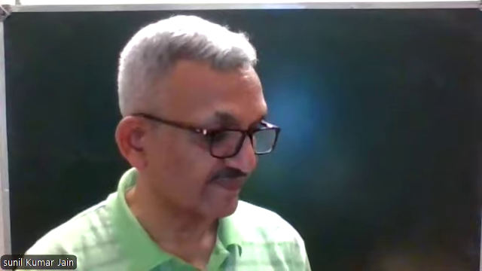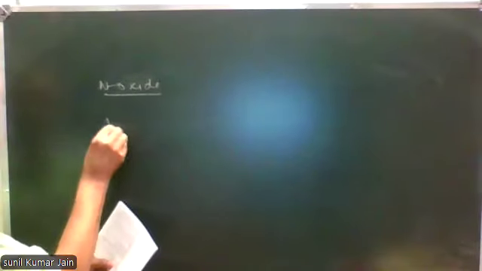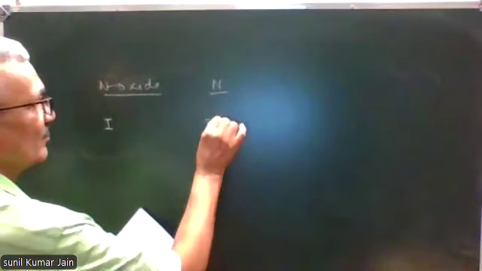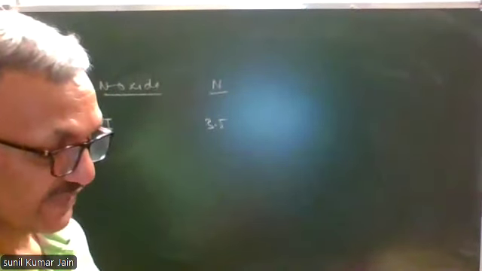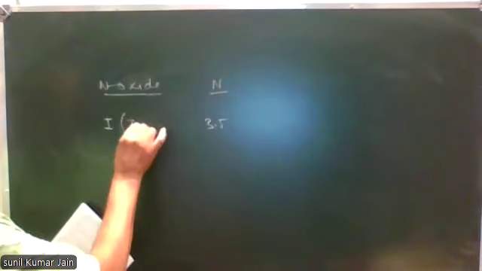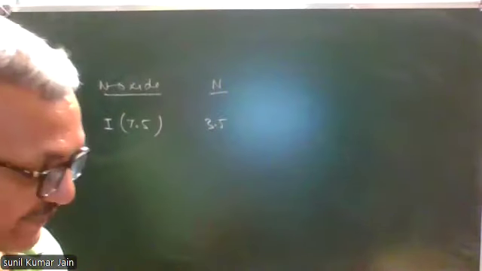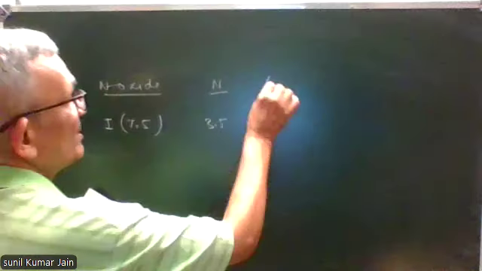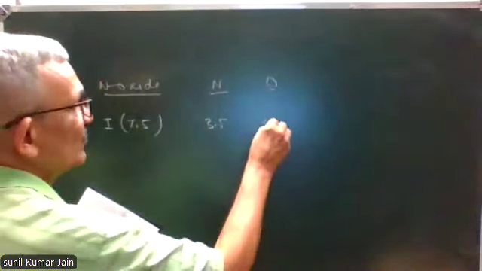This is numerical on law of multiple proportions. It says that 3.5 grams of nitrogen gave 7.5 grams of an oxide on reaction with oxygen. I'll read in parts and then write. Nitrogen oxide number 1, 3.5 grams of nitrogen gave 7.5 grams of its oxide. These are masses which I'm writing. On reaction with oxygen, it means oxygen will be 7.5 minus this 3.5 grams.